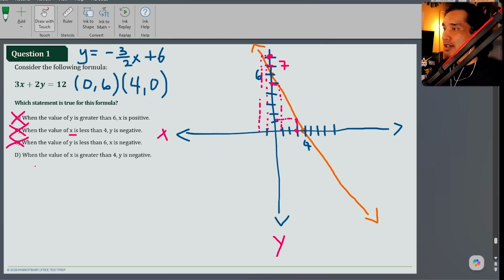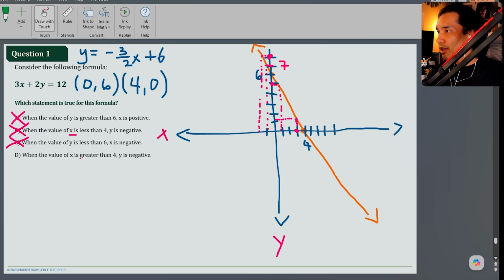So let's go ahead now and choose D, or not choose D, but D is the right answer. Let's go check for D. When the value of x is greater than 4, okay, we're back on the x-axis here. Or wait a minute, did I do this wrong? Oh no, I did it right. I chose 5, right? Then I went down here and it became positive.